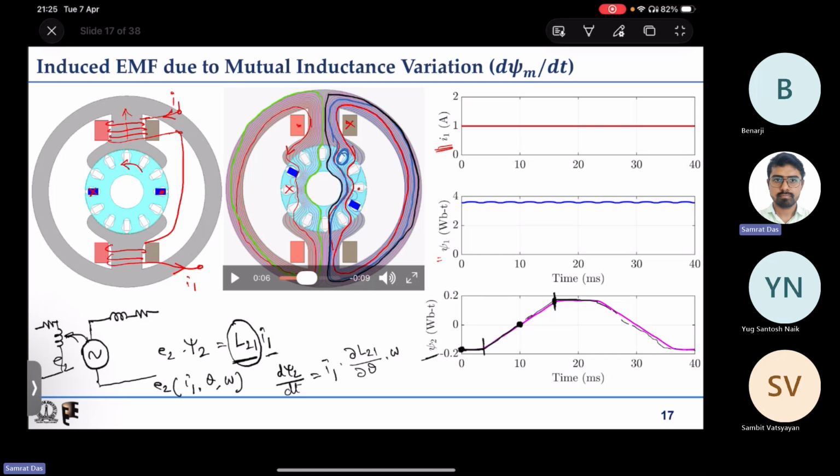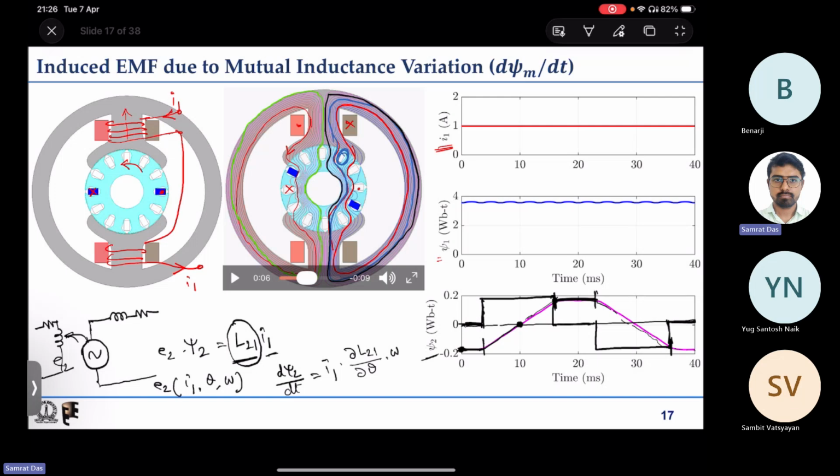So wherever you have a rising portion, there you will have positive induced EMF. Wherever you have a flat portion, there you will have zero induced EMF, and wherever you have a falling portion, there you will again have negative induced EMF. So if I try to draw the induced EMF, thinking of this as the zero line, there will be some positive induced EMF between here and here, some zero induced EMF in these regions, again some negative induced EMF in this region, and again some zero induced EMF in this region. So this is the type of induced EMF that you expect in this type of scenario.